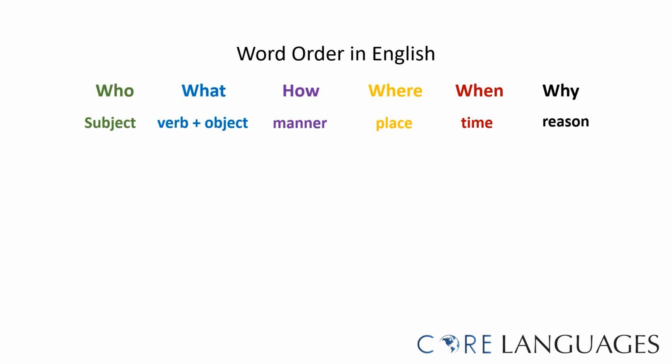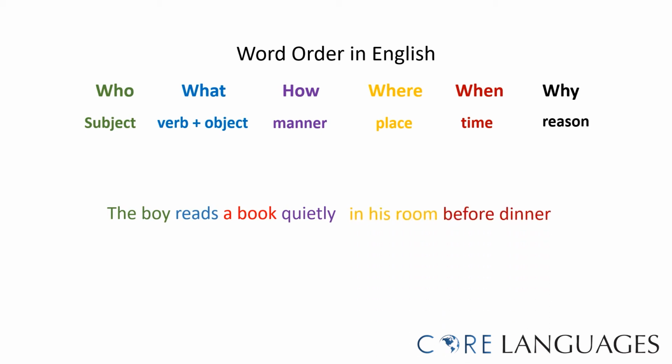Let's look at a sentence that includes all elements: who, what, how, where, when, and why. The boy reads a book quietly. The boy is the subject, reads is the verb, a book is the object. Reads and a book are the element what, and quietly is the manner.